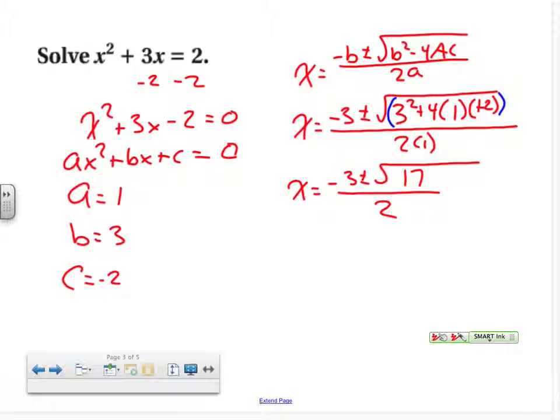All right? For most purposes, this is far enough. This is as simple as it gets as a radical. If you wanted, you could break it into two answers. Negative 3 plus the square root of 17 over 2. And then negative 3 minus the square root of 17 over 2. You can even calculate those out if you would like.